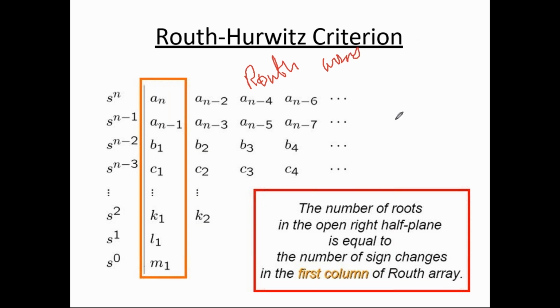Okay, now the number of roots in the open right half of the s plane is equal to the number of sign changes in the first column of the Routh array. Now this is the first column, right? The number of sign changes is nothing but the number of roots lying on the right half of the s plane. So if there are sign changes in the first column, suppose positive, negative, and then positive, negative, then that many roots are lying on the right side. So we can say this system is an unstable system.